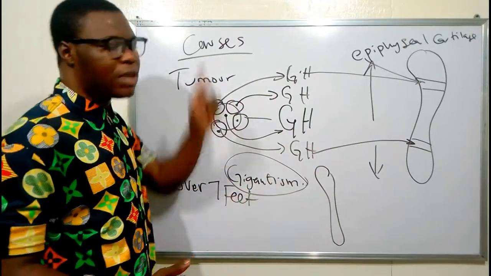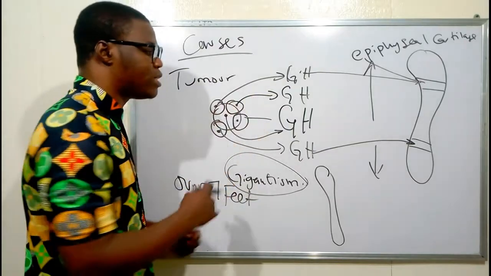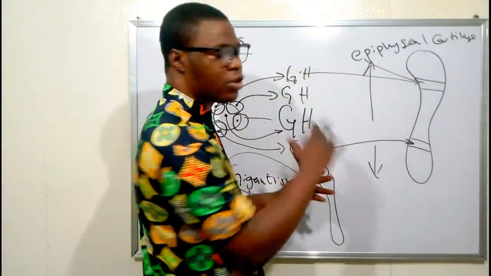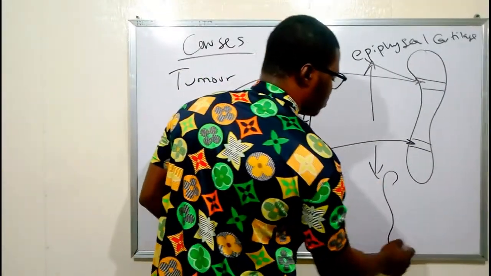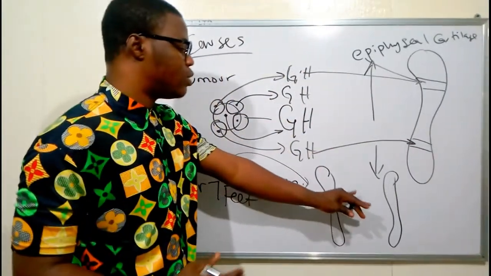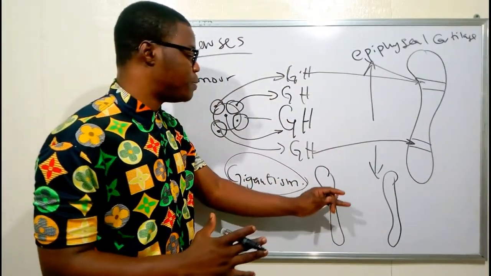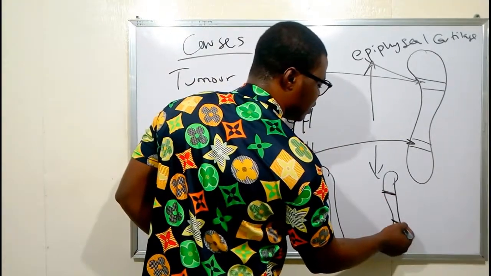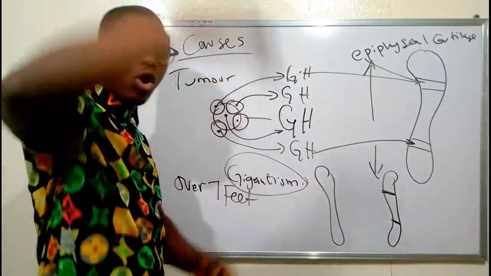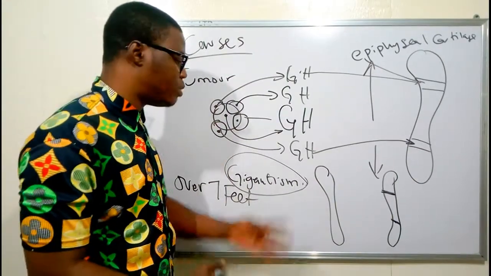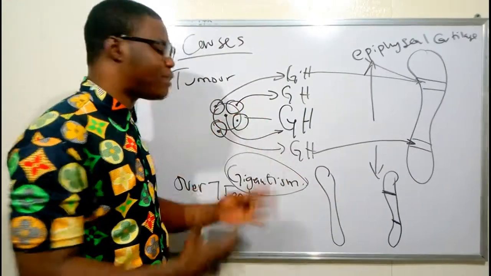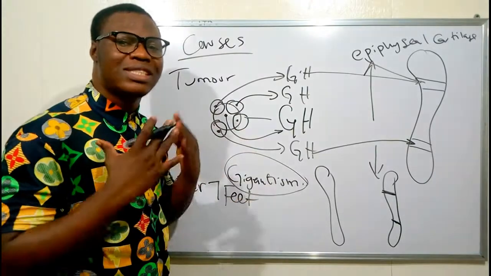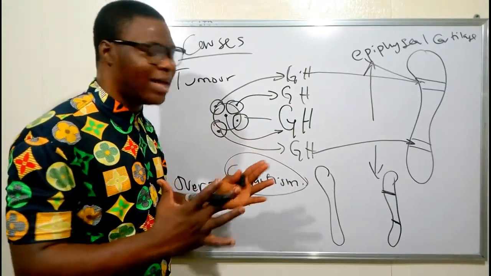Now, what of after puberty? So after puberty, when the growth of bone is completed, it means the epiphyseal cartilage will have turned to epiphyseal line. So the bone will not be able to grow upward and downwards again. So the bone will not be able to grow in length again. So after puberty, the bone is going to be increasing in size. So it will become larger and broader.